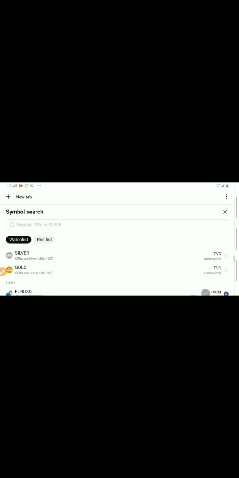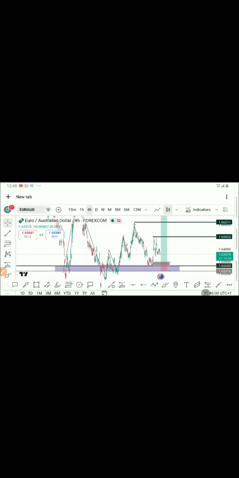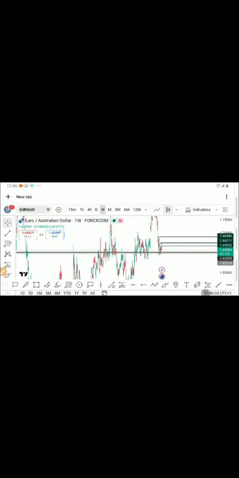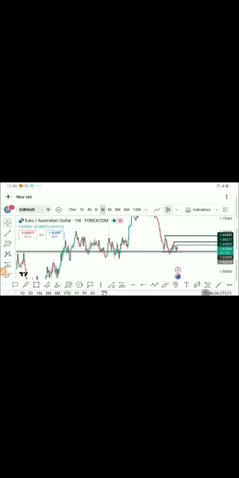So let's go to my other pair that I've analyzed that I'm possibly going to trade going into next week, which is going to be EURAUD. EURAUD is another pair that I'm looking at to trade going into next week, if the market really does what I want it to do. So let's go to the weekly time frame. What are we seeing on EURAUD?